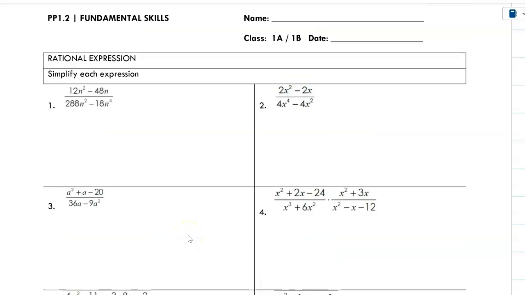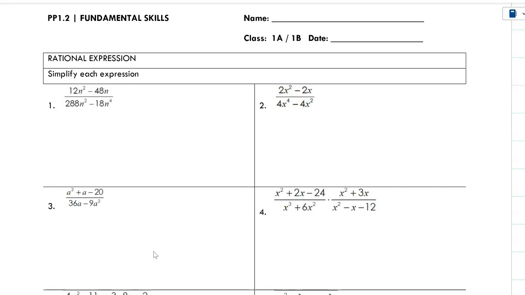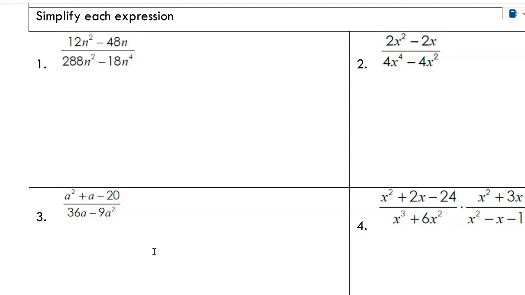Hi guys, so I'll be doing the problems from PP 1.2 where we did simplifying rational expressions. Okay, so let's do the first problem.